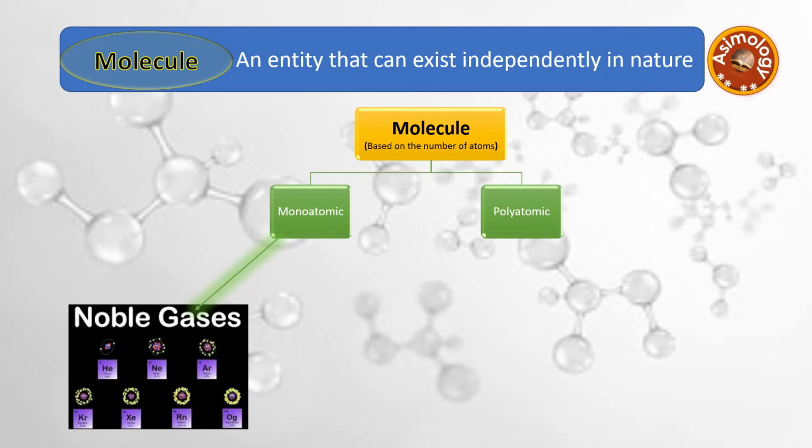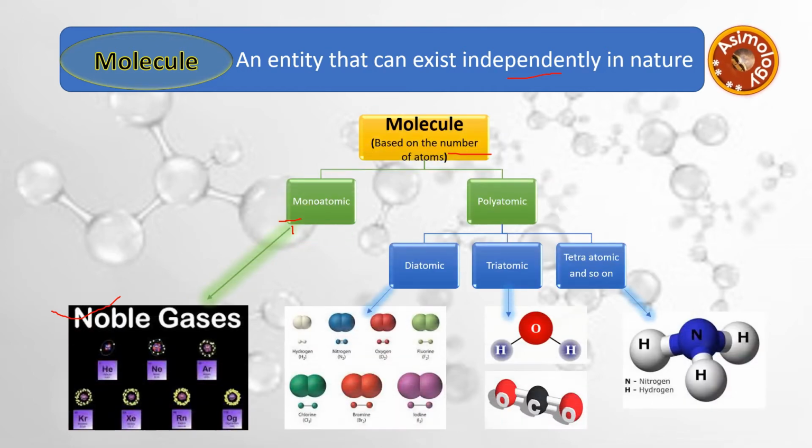Molecule: an entity that can exist independently in nature. Based on the number of atoms, a molecule can be a monoatomic molecule. Mono means one. These molecules contain only one atom. Examples are noble gases like helium, neon, argon, krypton, etc. Polyatomic molecule: poly means many.